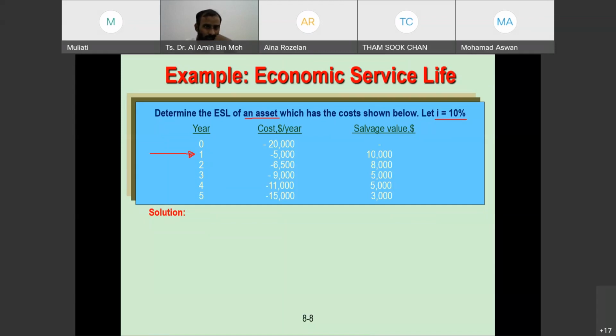What we're going to do? This is year, okay? This is year. This is cost per year, and this is salvage value. Right? This is the information that they given. So what is cost per year? Annual. Okay, so this is annual. And salvage value?